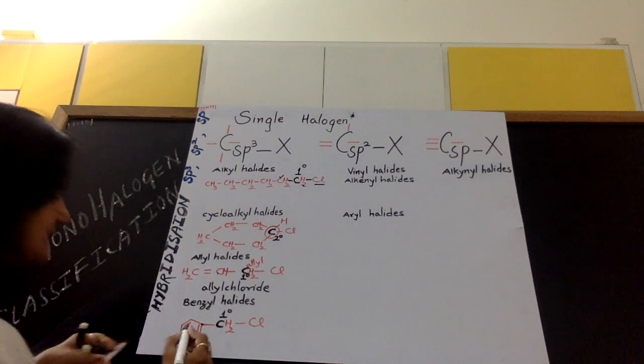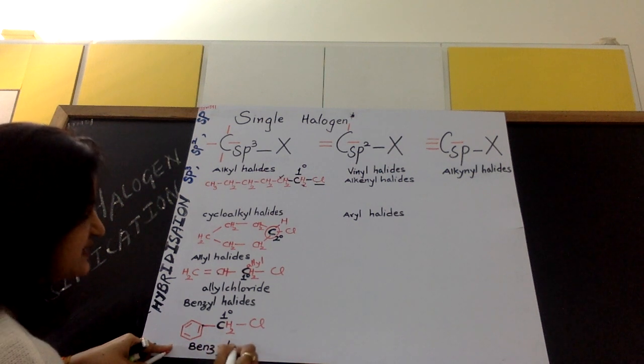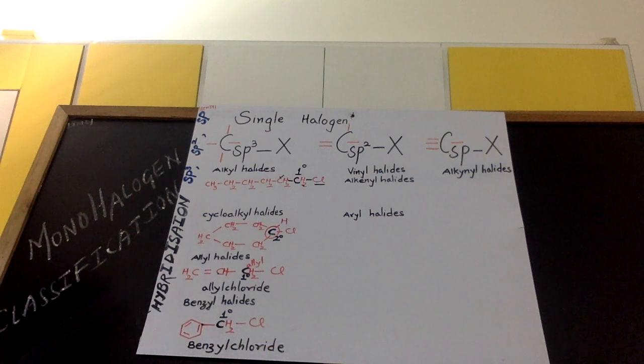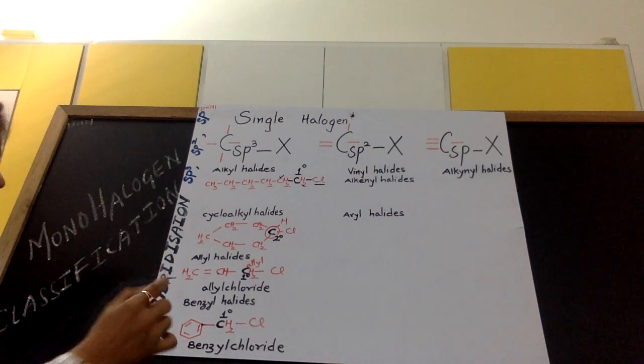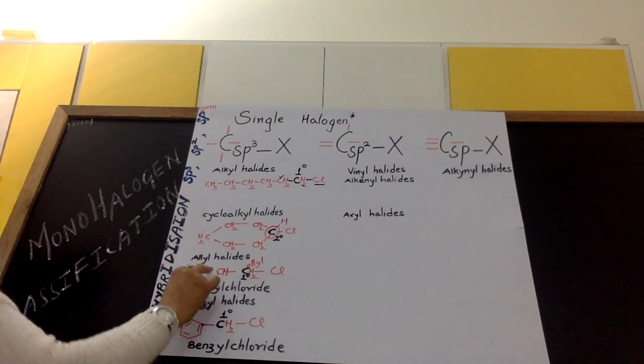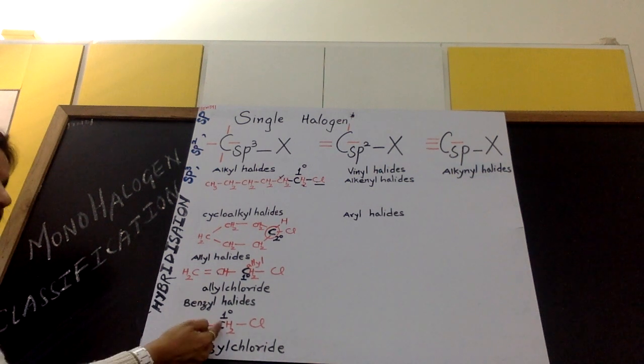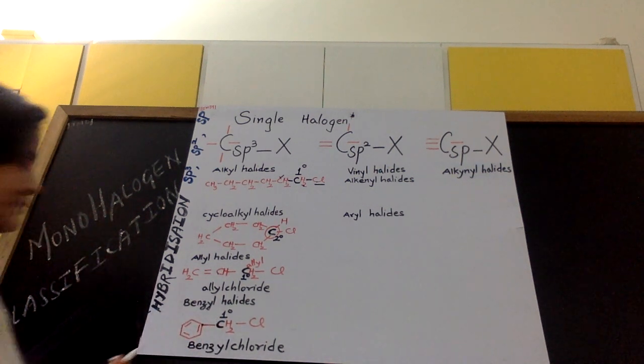You want me to write its name or you remember what we did earlier? Anyway, this is benzyl chloride. Okay, I'm just repeating one thing. Double bonded carbon is vinyl carbon. The carbon next to the double bond is allyl carbon. The carbon next to benzene is benzyl carbon.